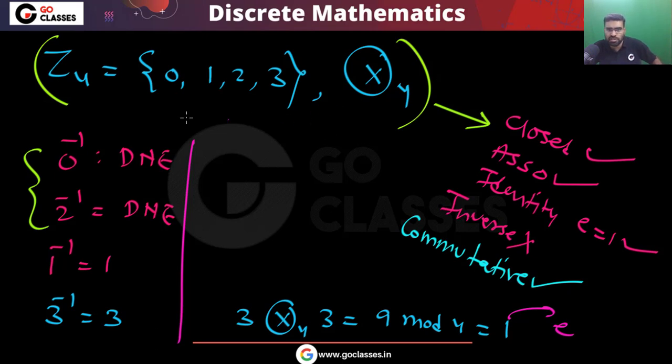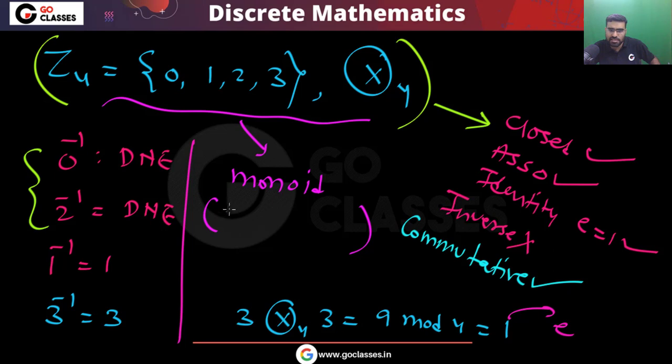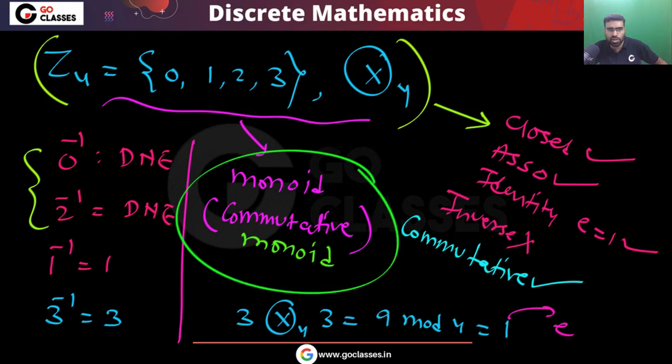So what is this structure? I can say that this structure is basically a monoid, or simply a commutative monoid, because the commutative property is satisfied, since this operation is similar to multiplication. So ultimately, this structure is not a group. That is the simple point. This structure is a commutative monoid, but it is not a group.